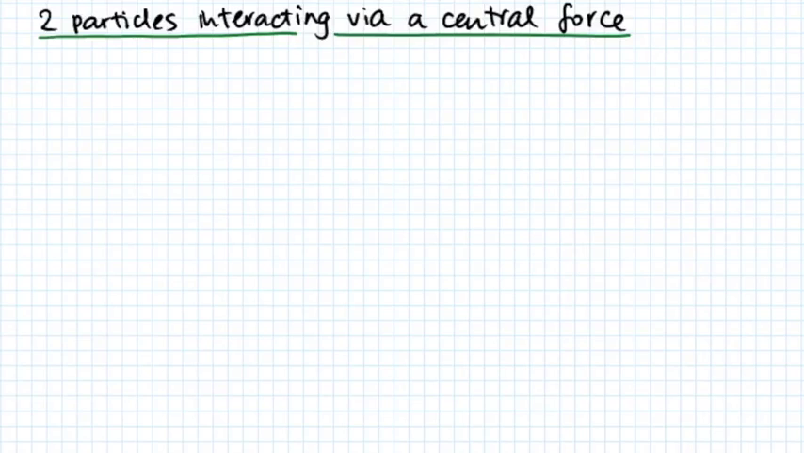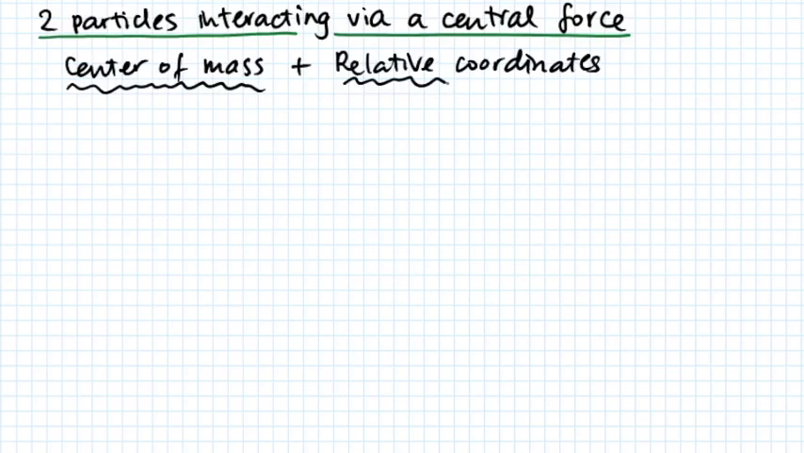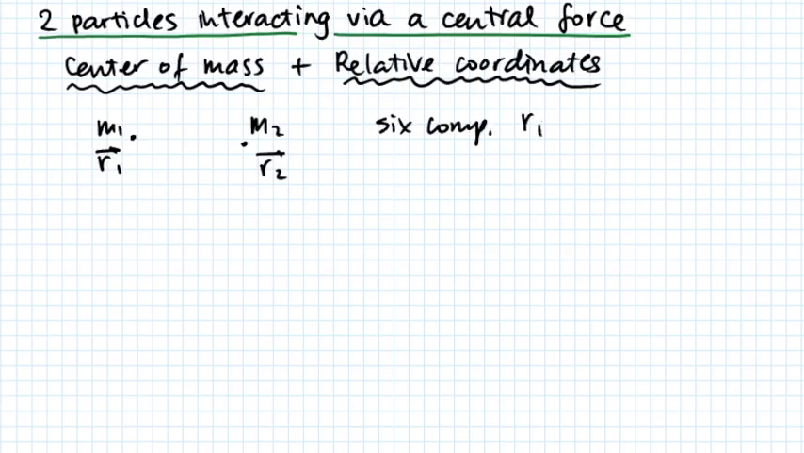Two particles interacting via central force, now in 3 dimensions. Basic idea, we want to look at the motion, decomposing it into the center of mass and relative coordinates. Mass 1 with position r1 relative to some origin, and then mass 2 with position r2 relative to some origin. Therefore, we have 6 components: r1, 3 components, and r2, 3 components.